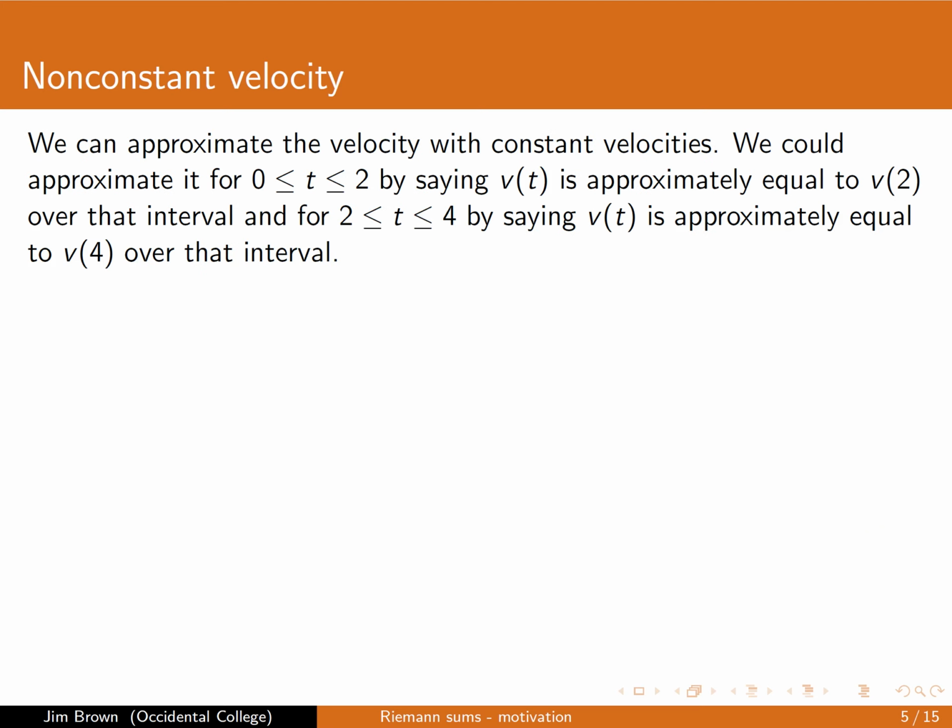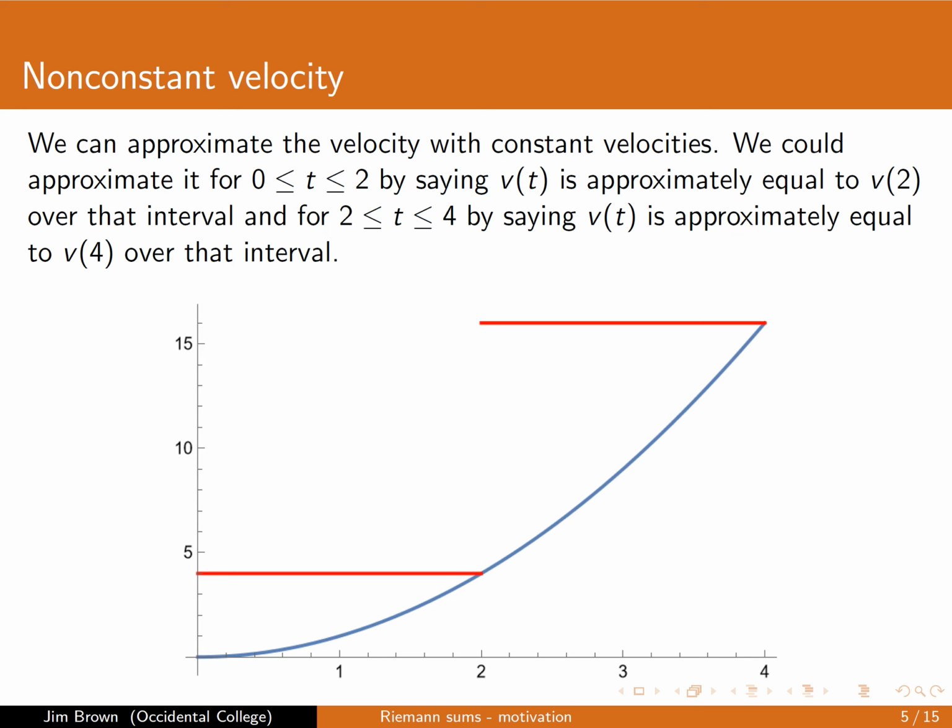We know how to solve this problem if the velocity were constant. So what if we just assume that the velocity is constant? We'll break the interval from 0 to 4 seconds up into 2 intervals. The first one from 0 to 2, and the second one from 2 to 4. For the first interval we'll say, okay, we know the velocity isn't constant, but we'll say it's approximately equal to v of 2. And for the second interval, we'll say it's approximately equal to v of 4. So instead of using the blue curve, which is our actual velocity, we'll use the red lines as our approximate velocity functions. And these are constants, so we know how to work with these.